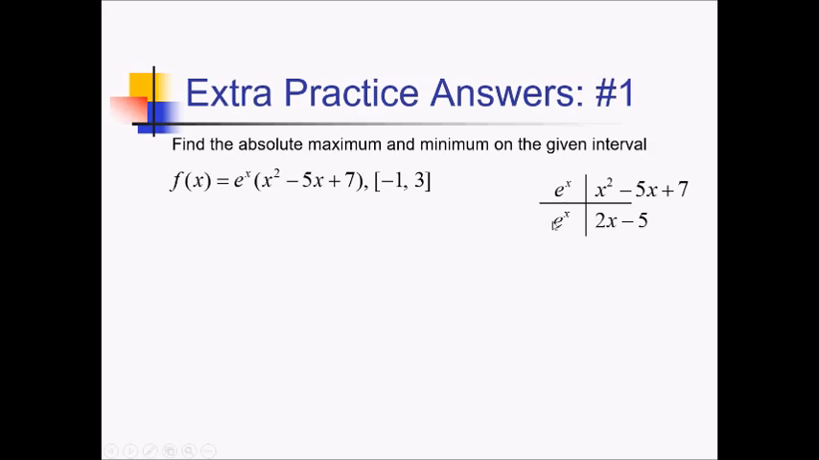All right, multiplying all this out, we have e to the x times the upper right here, plus e to the x times 2x minus 5. So this is my f prime. And since this is a calculator problem, I'm just going to set this equal to 0 and solve it on the calculator now.